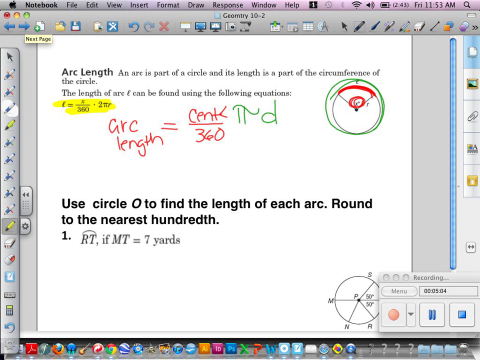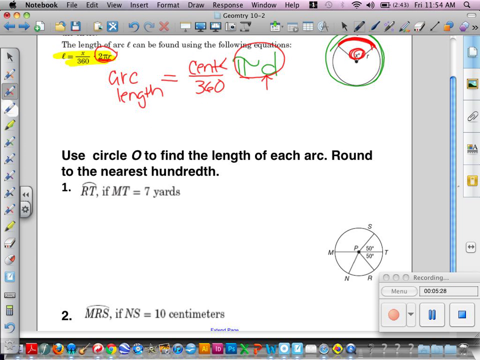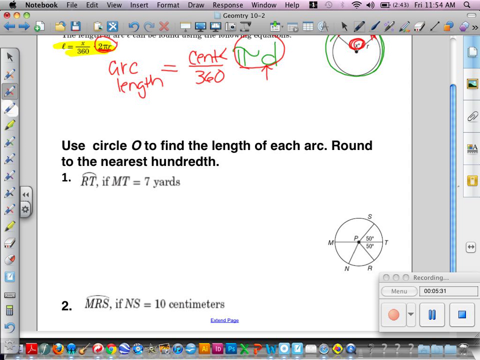I do also have this formula up here. The difference between the formula in yellow and the formula that I wrote down is right here. Two r is the same thing as diameter. I'm used to using pi d when I'm finding circumference. All right, let's take a look at our next problem. It says, use the circle O to find the length of each arc. All right, so I'm looking for length here, guys. I am not looking for degrees. I'm looking for inches, centimeters, yards, round to the nearest hundredth.